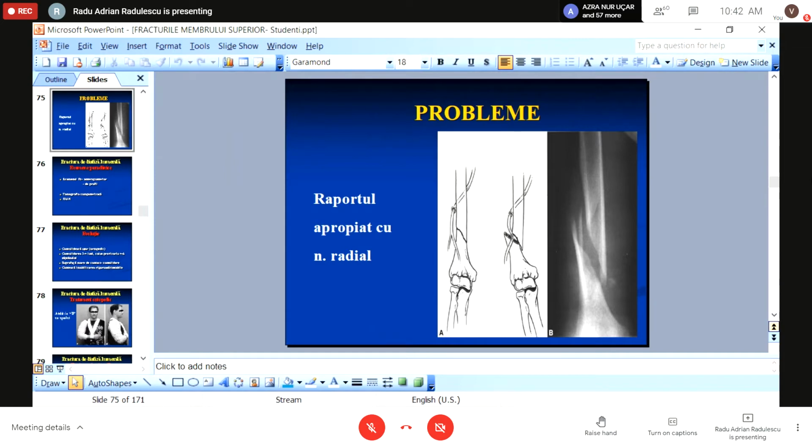Well, in this drawing, and also in this drawing especially, you can see the anatomy of the nerve and especially its relationship with the humeral diaphysis. The nerve passes from medially towards laterally on the posterior aspect of the middle third of the diaphysis. So when a fracture occurs at this level, we may get a lesion at the level of the nerve.